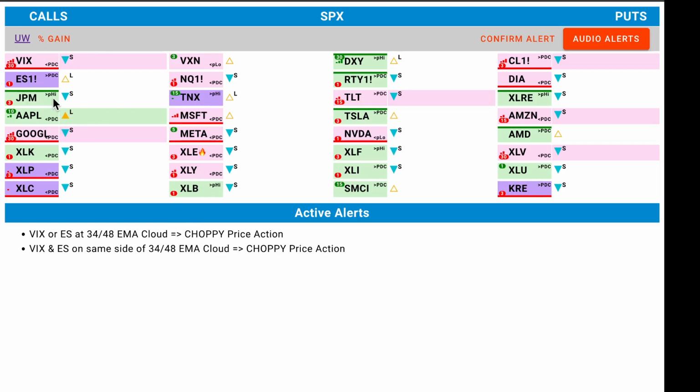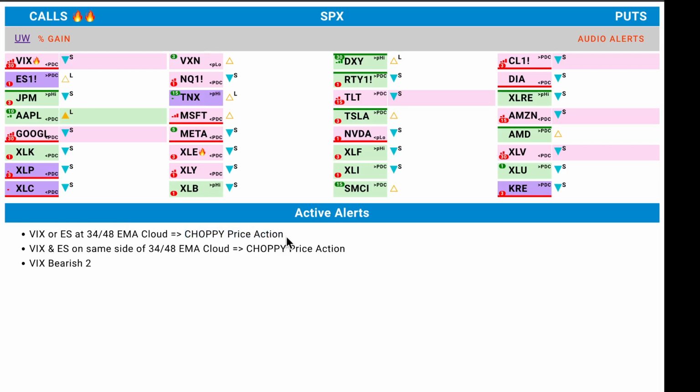We also have all of the industry sectors on here. We have JPM indicating the, let me just turn the audio alerts off, DXY when the dollar runs. Obviously those things will help you to see what's happening in the market. Now, I try to interpret as much of what's happening right now. These signals are in real time. You can always look at the active alerts, and you can see that VIX or ES at the 48. If you look at the charts, you'll see it's ES. So that means choppy price action.